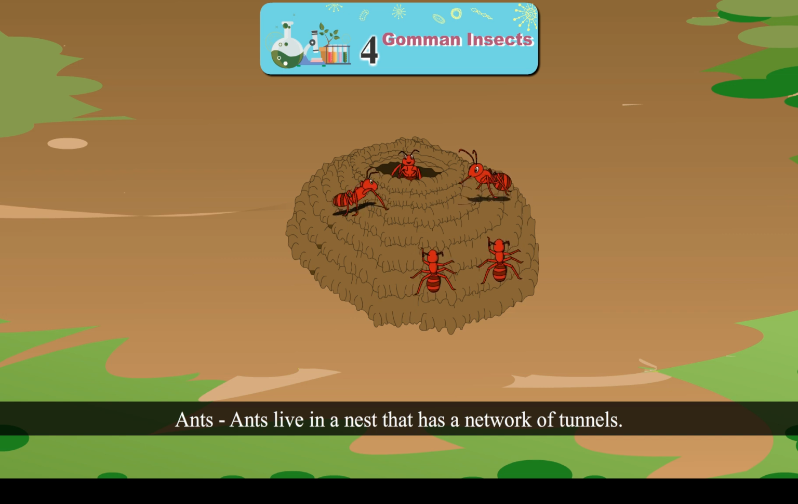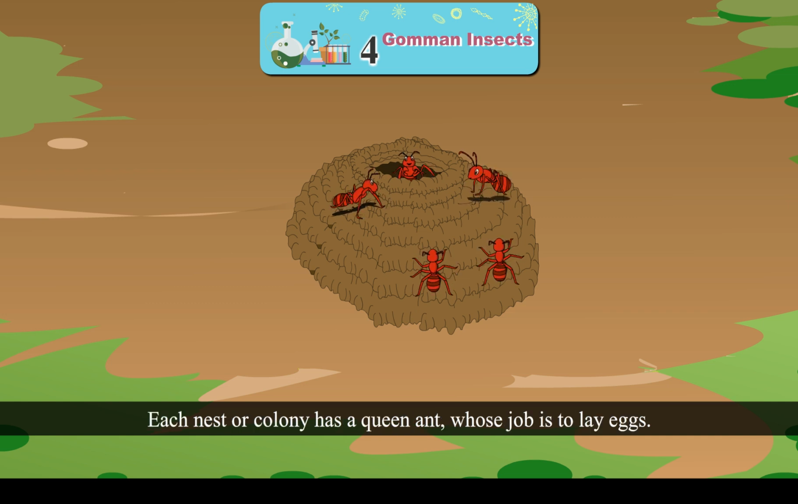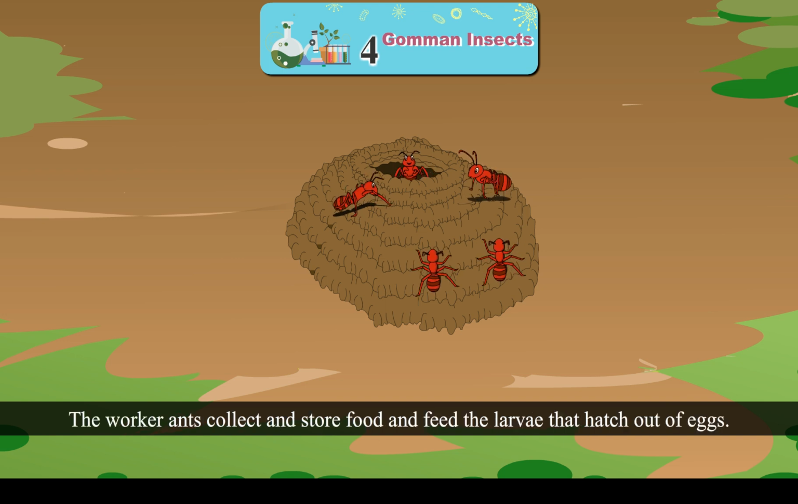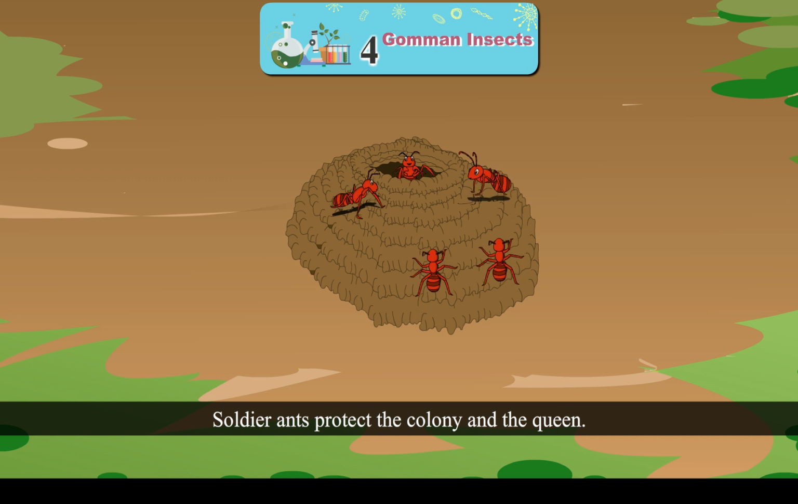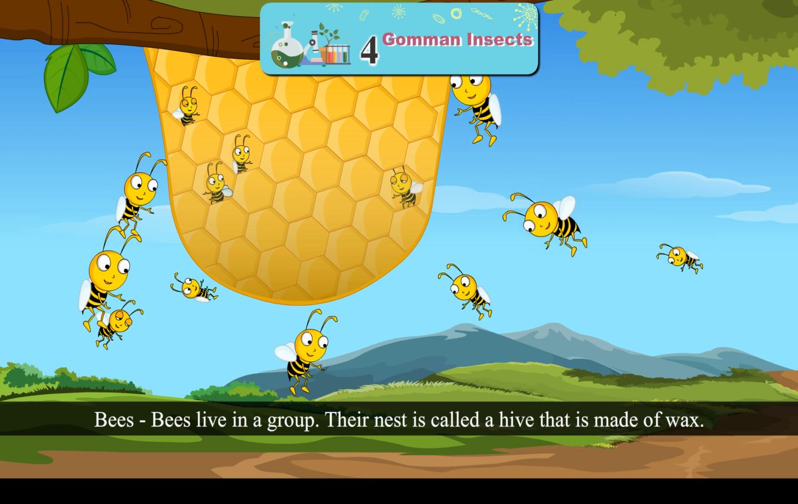Ants. Ants live in a nest that has a network of tunnels. Each nest or colony has a queen ant whose job is to lay eggs. The worker ants collect and store food and feed the larvae that hatch out of eggs. Soldier ants protect the colony and the queen.